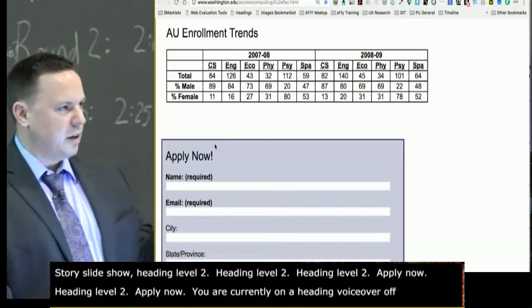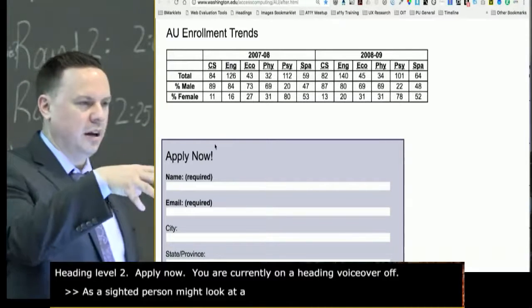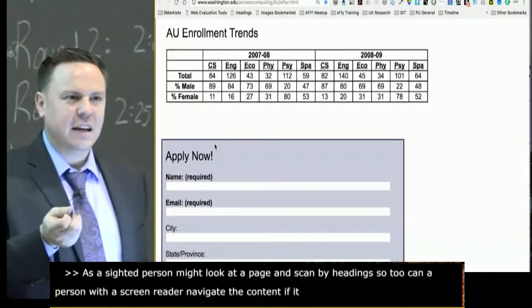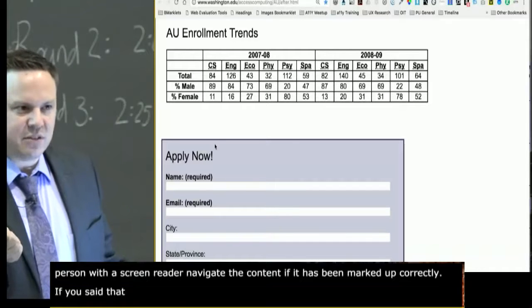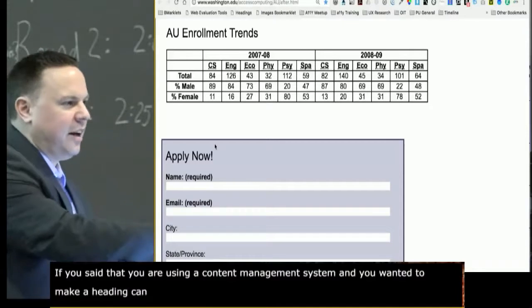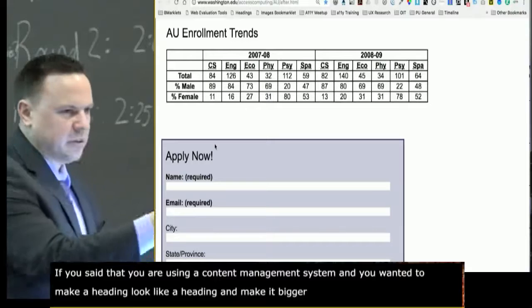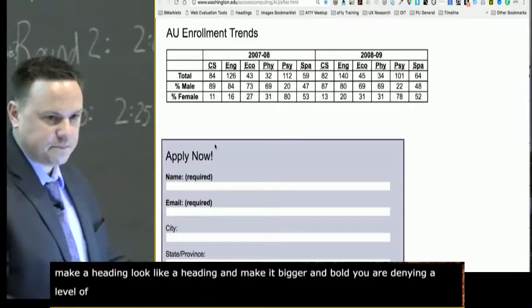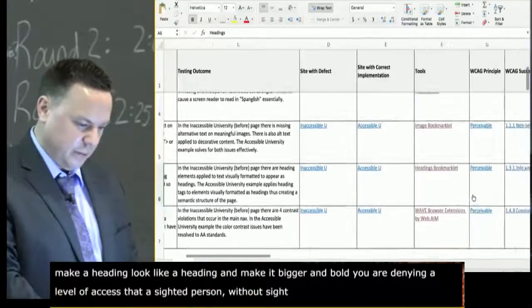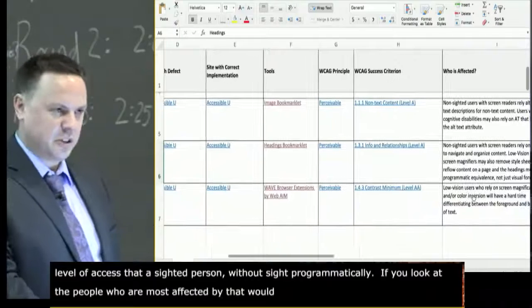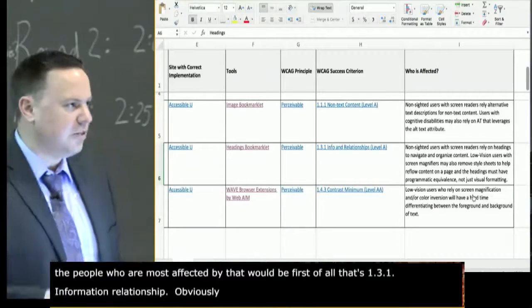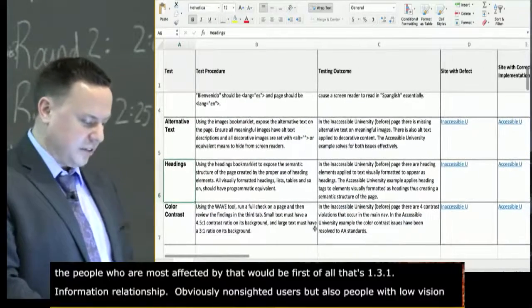As a sighted person might look at a page and scan by headings, so too can a person with a screen reader navigate the content if it's been marked up correctly. Now, if you're using a content management system and you wanted to make a heading look like a heading and you just grabbed it, made it bigger and bold, you can see that you're denying the level of access that a sighted person would have to a person without sight programmatically. And so the people most affected by that, and that's success criterion 1.3.1, info and relationships, are obviously non-sighted users, but also people with low vision who turn off style sheets, for example.